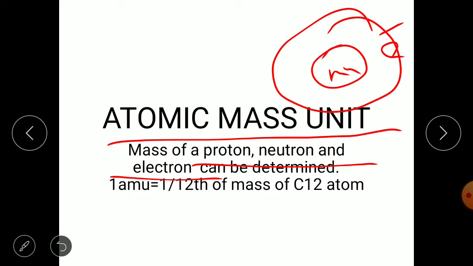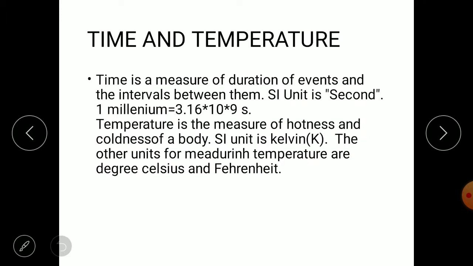So the mass of an atom is measured by AMU, that is atomic mass unit. It is defined as 1 by 12th the mass of a carbon 12 atom. That means carbon 12 is the standard used to measure all atomic masses. Okay, then the next things are time and temperature.